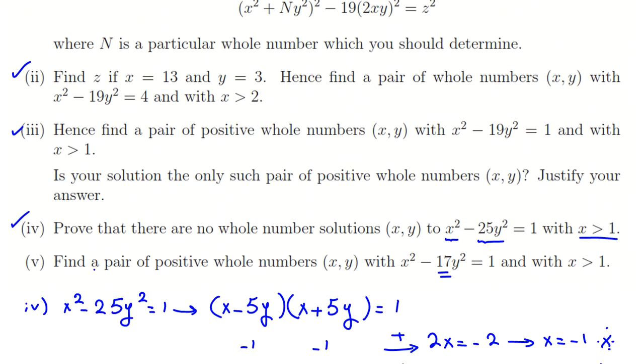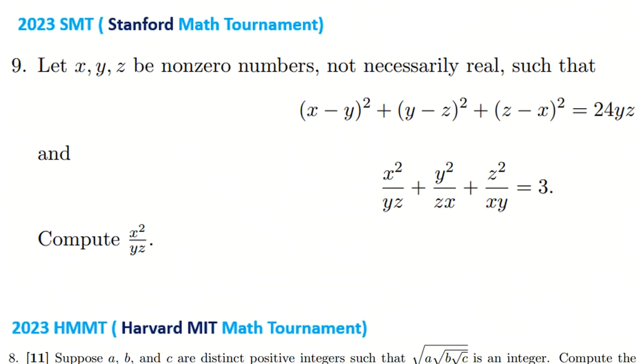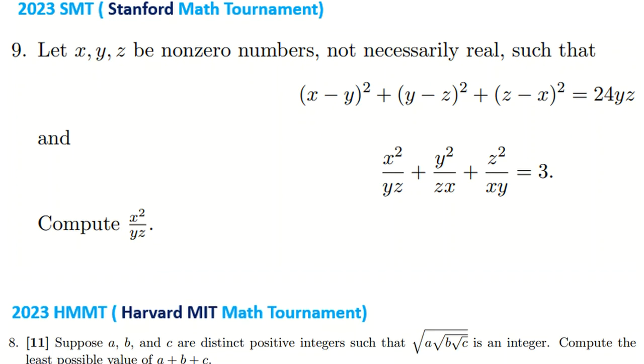Okay, it was this part. Now let's solve these two problems. First, this problem is from the Stanford Math Tournament, working with calculational things, identities. And also the next problem is from Harvard. These are from the last SMT and HMMT.